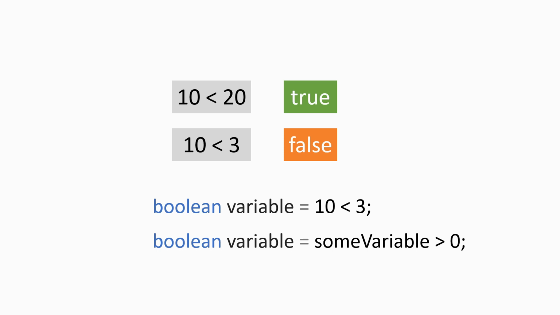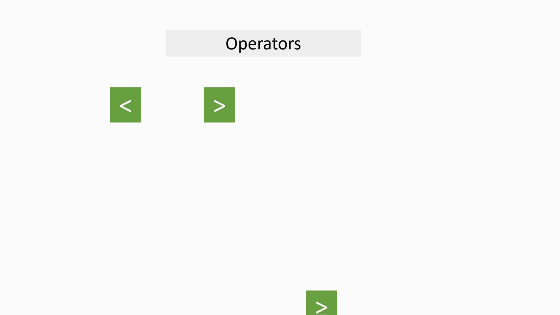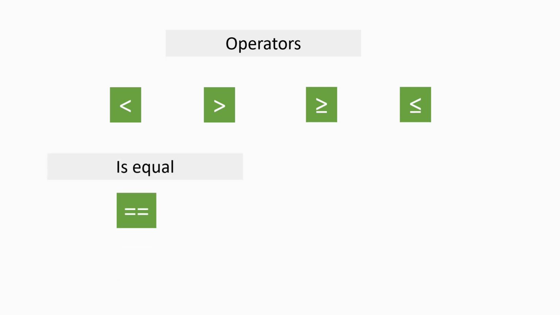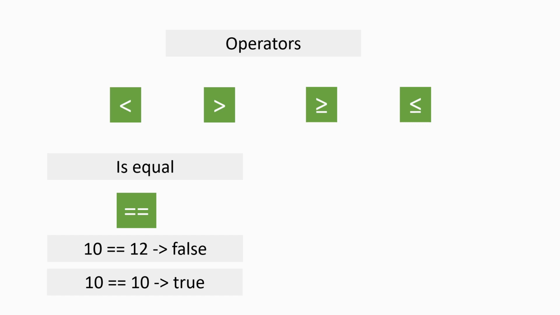Other operators like this are bigger than or equal to, and smaller than or equal to. Another useful operator is the is equal operator. Since we are using the equal sign for assignment, if we want to check whether values are equal, we write two equal signs. So like this, 10, two equal signs, 12, and this will result in false. 10 equals 10 will result in true. Once again, you can use variables as operands, so instead of 10, you can have some variable, and instead of 12, you can have another variable, and check whether they contain the same value.